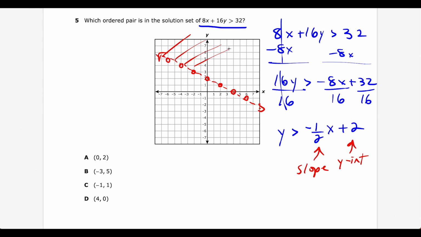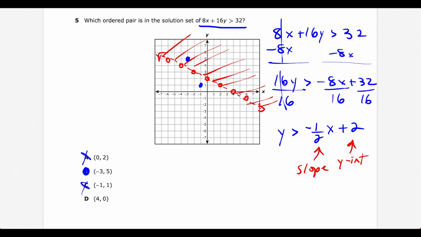So now we could just go through the answer choices and see which one fits the description. So if we look at the first answer choice, 0, 2 is on the line, but this is a dotted line. So this does not count because it's on the line and the line is dotted. If it was greater than or equal to, then A would be an answer, but it's just greater than. So this is not an answer. -3, 5 is looking good because notice this is in the shaded region. So right away I could see this is our answer. -1, 1 falls outside, so this is no good.